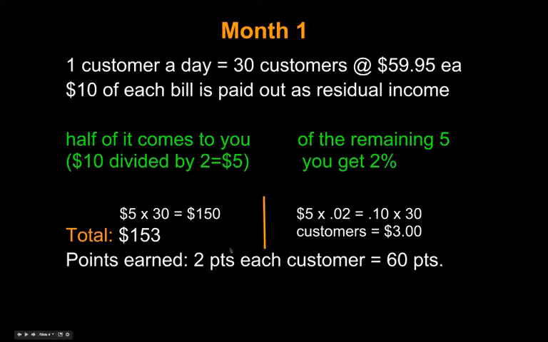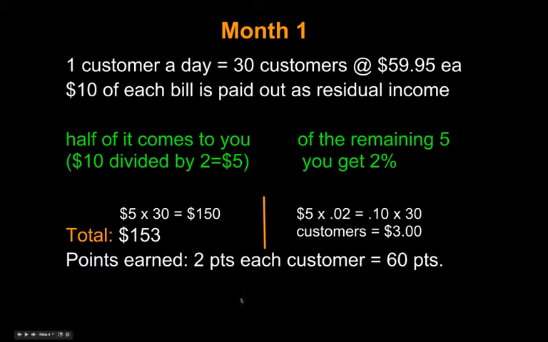So the other half of that $10, you get 2% of that. Okay, I'm not going to get into where the rest of it goes and how it's divided. What pertains to you is just the 2% of it. Okay, so I broke it down. $5 times 0.02, 2%, gives you 10 cents. 10 cents times those 30 customers. That's where I got the $3 from. So you made the $150 that automatically comes to you from your half of the 10, plus the 2% of the remaining 5. So it's $153 for the month.